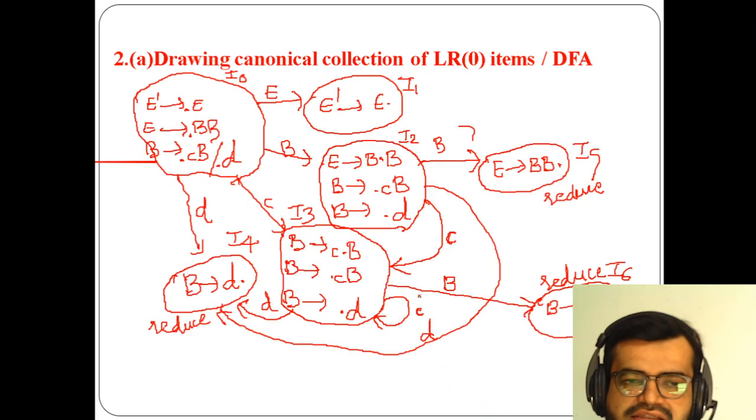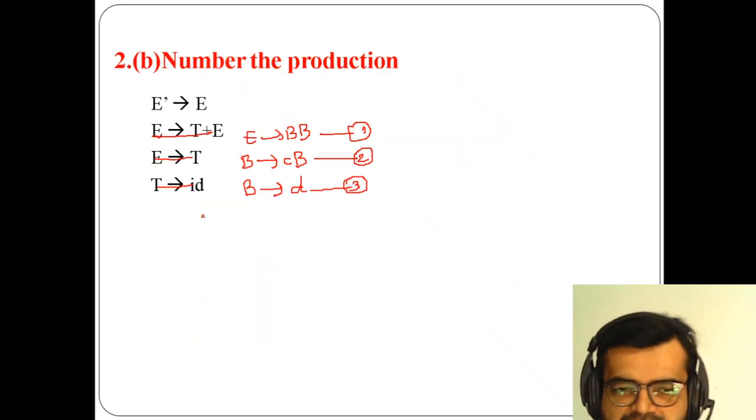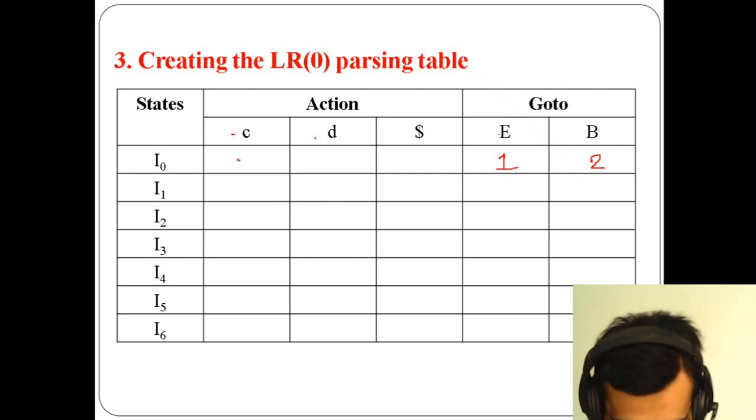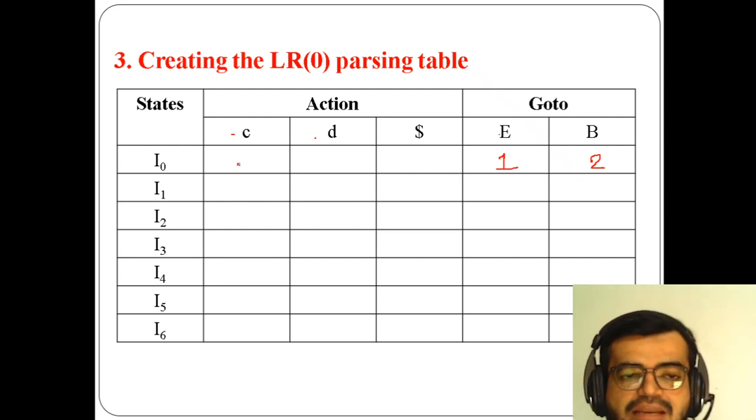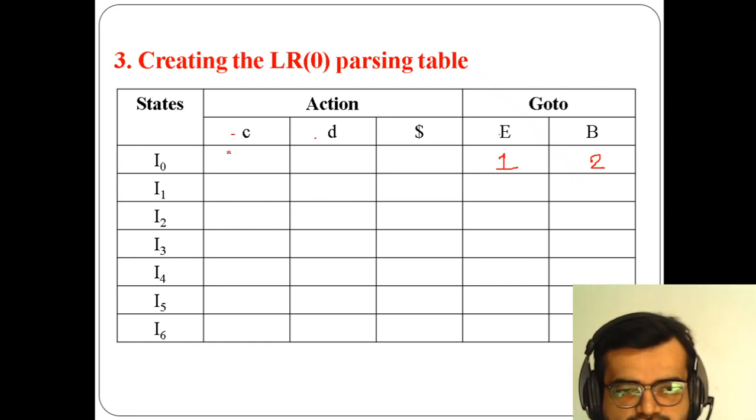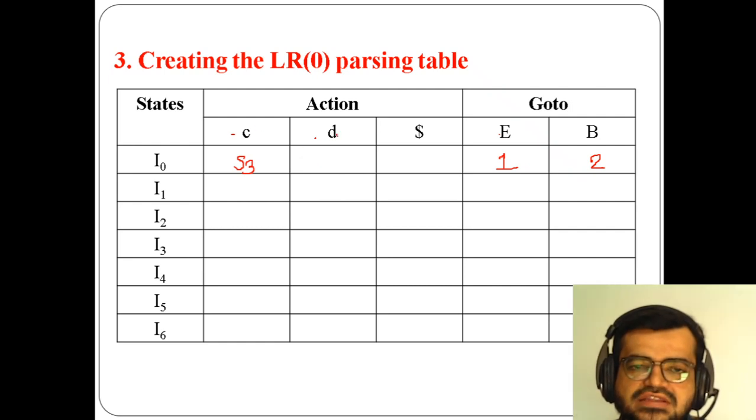Now for terminals: from I0 to I3 it is going with the help of terminal C, and from I0 to I4 with the help of terminal D. That you have to remember. Now the same thing we are implementing. I0 to I3 with terminal C, you are going to the third state. Instead of writing the third state, as you know, you have to perform shift, so I'm writing S3. And it is going to the fourth state from I0 to I4 with the help of D, so instead of writing I4, I am writing S4.